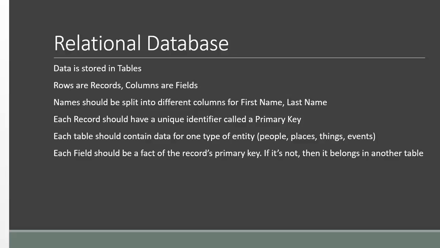The last name is not a good primary key because you could have many people with the same last name, right? And so it has to be something that is always going to uniquely identify each record. The next rule says that each table should contain data for one type of entity. An entity could be considered people, places, things, or events. And then each field should be a fact of the record's primary key. If it's not, then it belongs in another table. So these last two tend to get a little bit confusing. So let me try to explain and break these down.